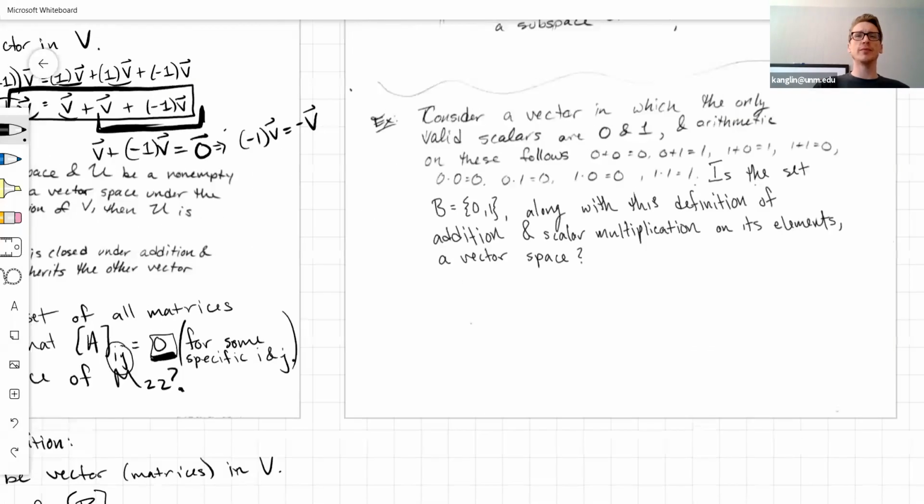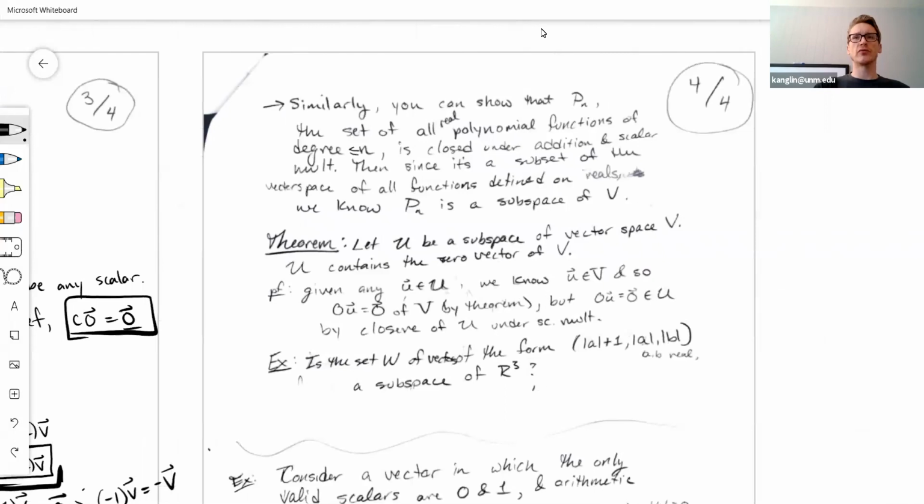Let's go to the last page here. See a couple more interesting results. So similar to what we just did, you could actually show that Pn, I'll label it Pn here, which is commonly used to denote the set of all real polynomial functions of degree less than or equal to n, is actually closed under addition and scalar multiplication as well. And since this set of real polynomials is a subset of a vector space we've already talked about, right? The functions defined on the reals, we know Pn would be a subspace just by showing that it is in fact closed under addition and scalar multiplication.